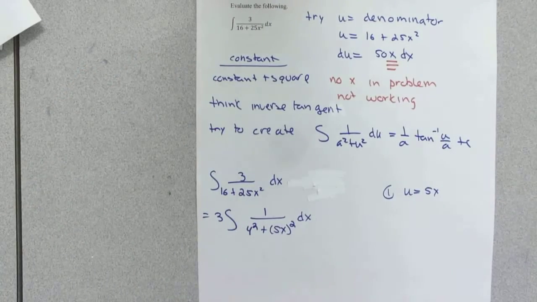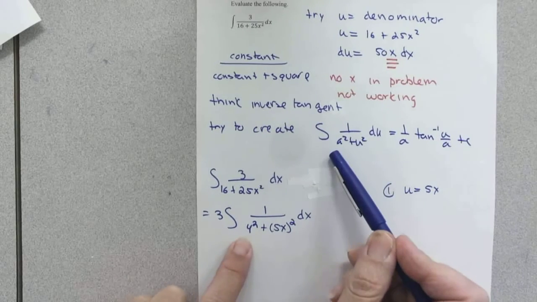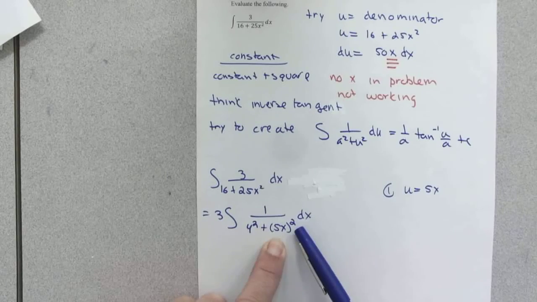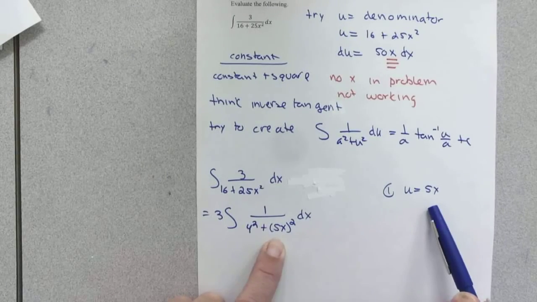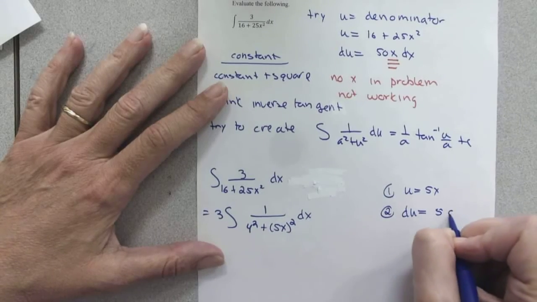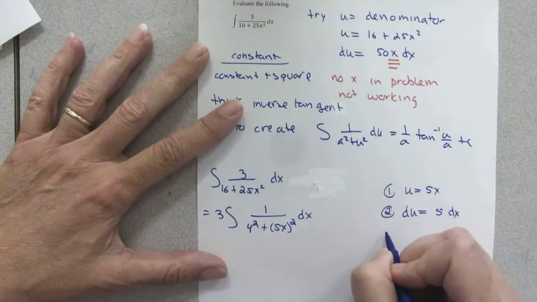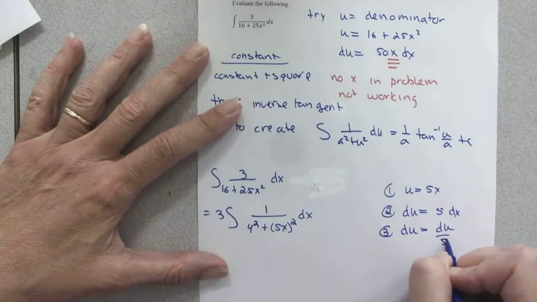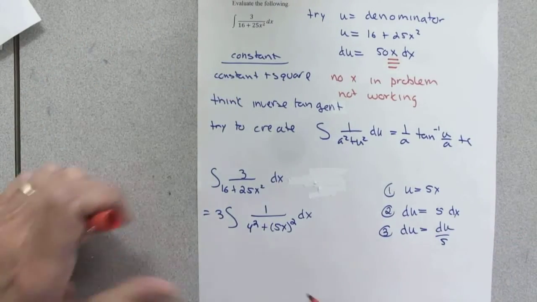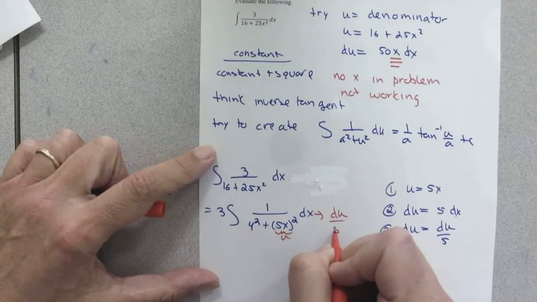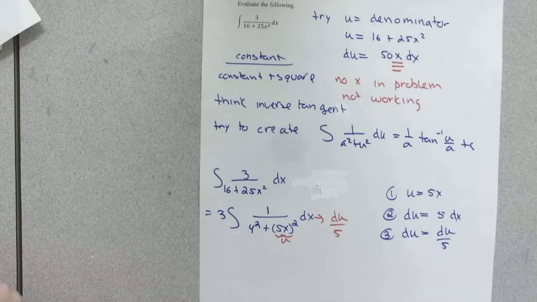I'll let u equal 5x. Because I want a squared plus u squared. I got the a squared. I now want u squared. I don't want to see 5x squared. I want to see u squared. So I'm going to let u equal 5x, which will make du 5 dx, and makes dx du over 5. And so that's u. dx can be replaced by du over 5.